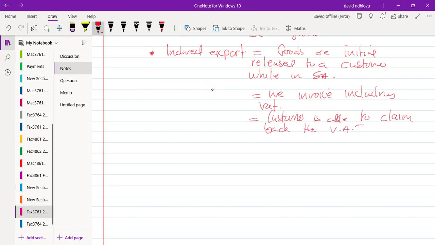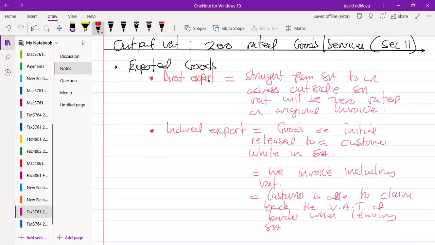Right, able to claim the VAT at the border when exiting South Africa. Right, are we clear about that? So eventually, an export of goods will not have implications in terms of VAT. Because if we charge the person while he's here, when he's at the border, at customs there, he can claim back and be refunded his 15%.